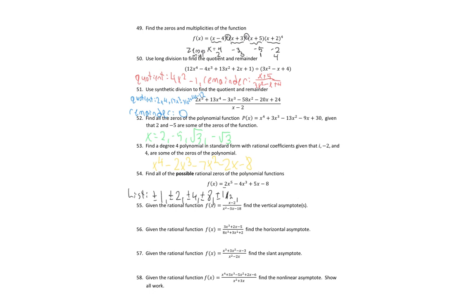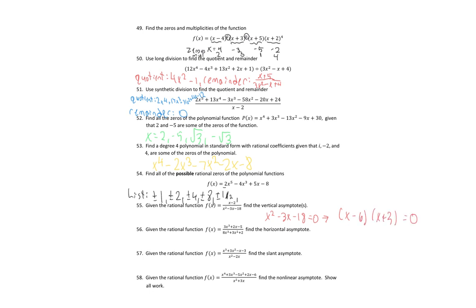For this next one, we've got to find the vertical asymptotes of this function. Well, our vertical asymptote is going to be when the bottom of the function equals 0. So we'll say x squared minus 3x minus 18 equals 0, and we'll go ahead and solve. So it's going to be x minus 6, x plus 3 equals 0.